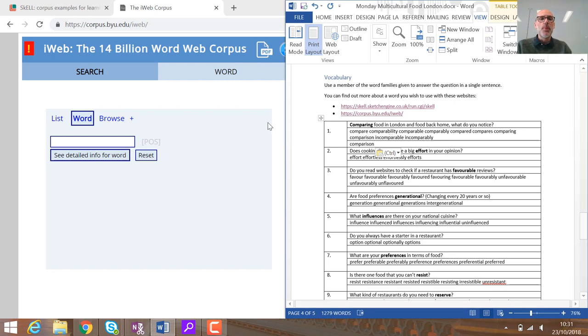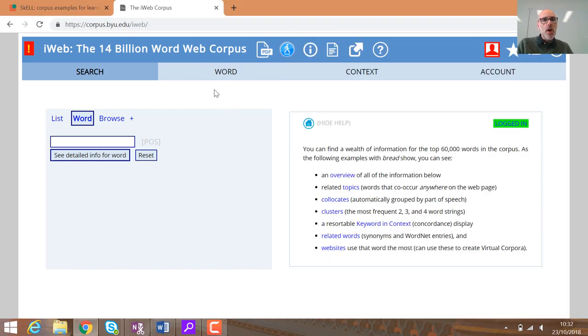Okay, so the first website we're going to look at is this one. This is a part of Mark Davies' excellent website hosted at the Brigham Young University. Basically, they're ways of finding data and information from a huge database of language. This one, the iWeb corpus, is a 14 billion word corpus. It's a massive survey of language on the internet. To use this website regularly, you'd need to log in and register, as I have.